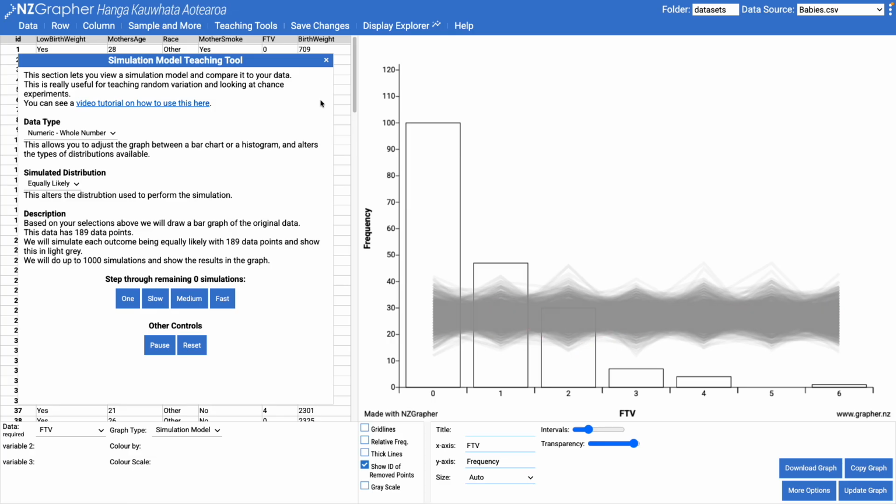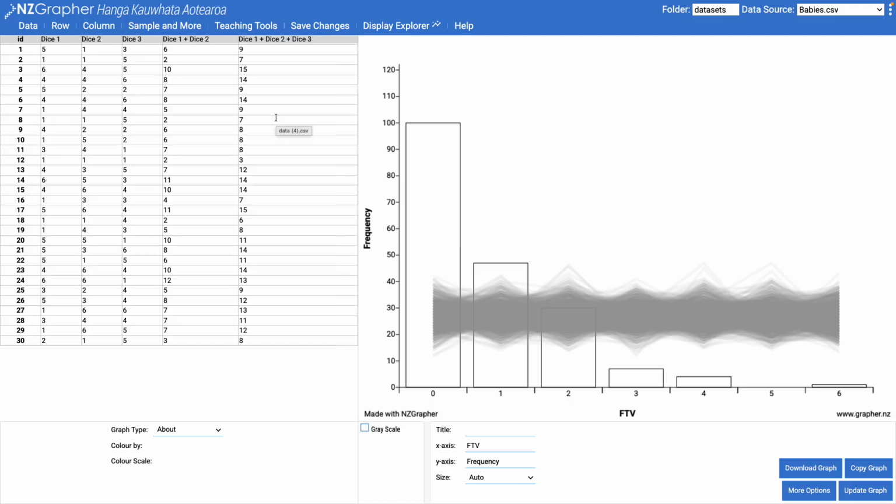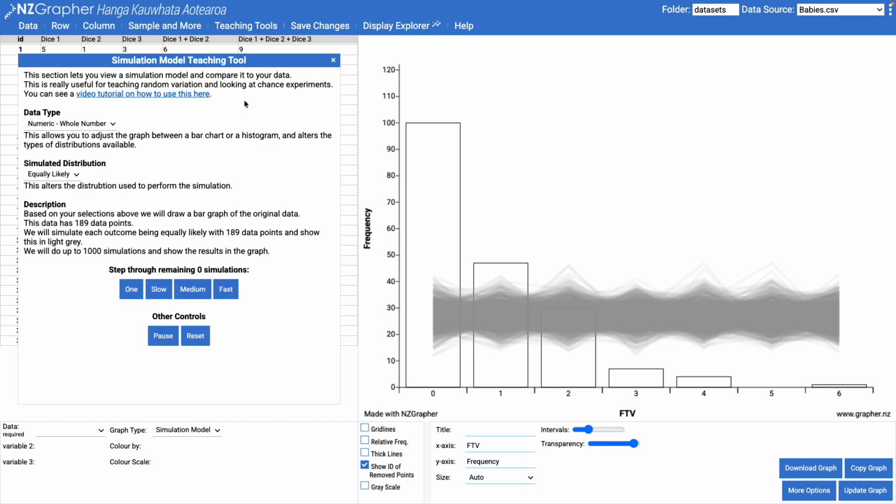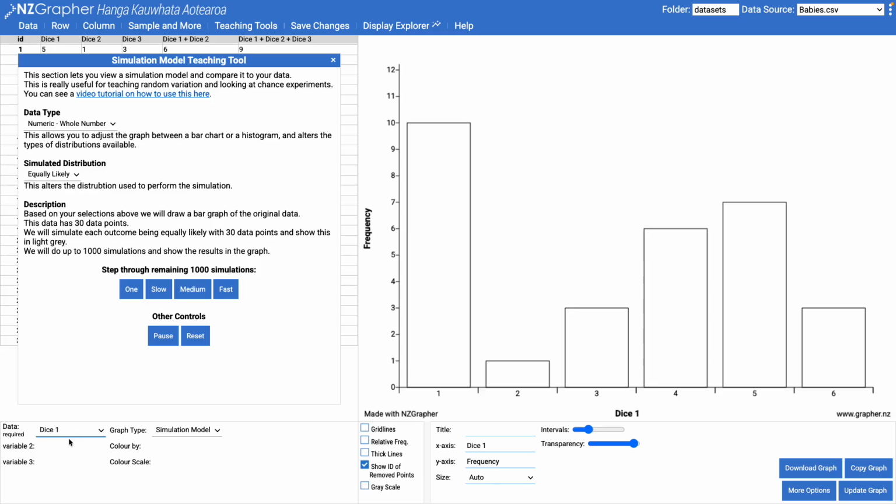The other way you can use this is you can look at comparing data from an experiment to what might have happened if you had simulated the data. I've got some data here from rolling 3 dice. So what I'm going to do is come back into that simulation model teaching tool, and we're going to look at the dice 1 rolls. So here, I rolled a dice 30 times and I got 10 ones, I only got 1 two, I got a few 3s, some 4s, some 5s, and 3 6s. So is my dice unfair, or is this likely to have just happened by random chance?